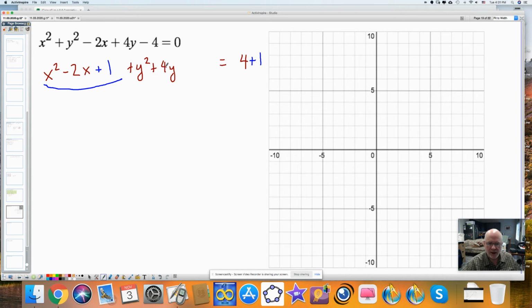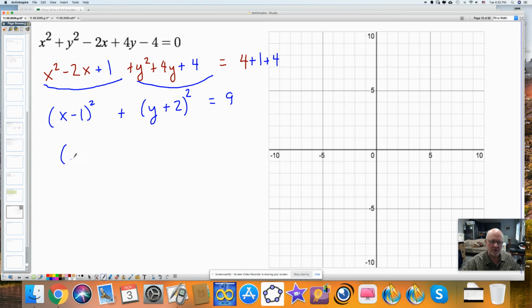Here we have half of 4 is 2. And when you square 2, you get 4. So I'll add 4 to both sides of the equation. And this would be a perfect square trinomial. So it's x minus 1 squared. The binomial squared is equal to my perfect square trinomial because this is a square. And then we have y plus 2, which is half of 4, that's my a value, y plus 2 squared, which would give me this trinomial, is equal to 9.